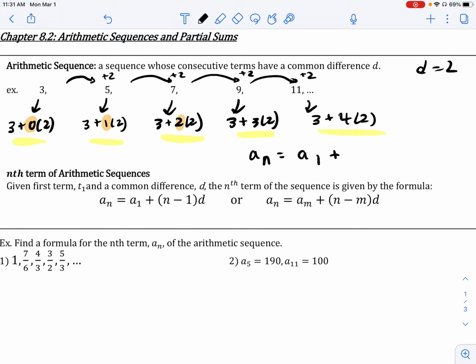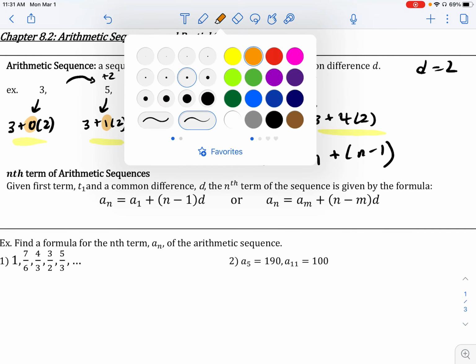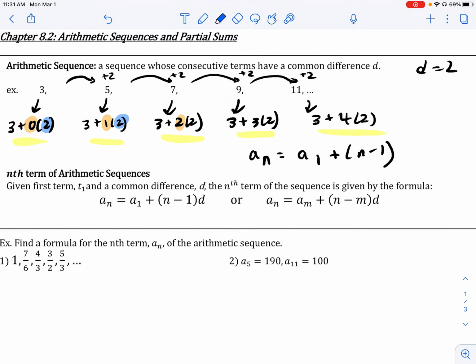So you see that the relationship is just n minus 1 times, and in this case now, let me do a different color for that, my common difference. So I'm adding my common difference n minus 1 times. And so this is what's known as the nth term for an arithmetic sequence. So what I've written out here is exactly what I have typed out here.